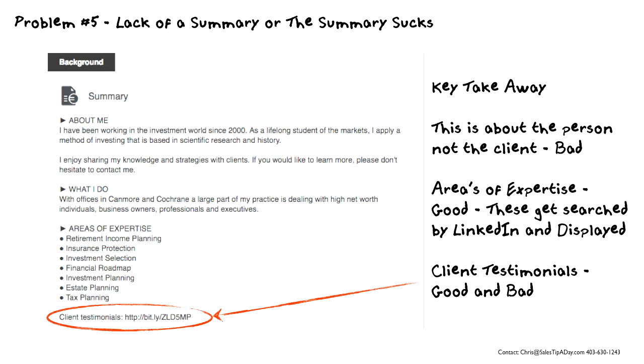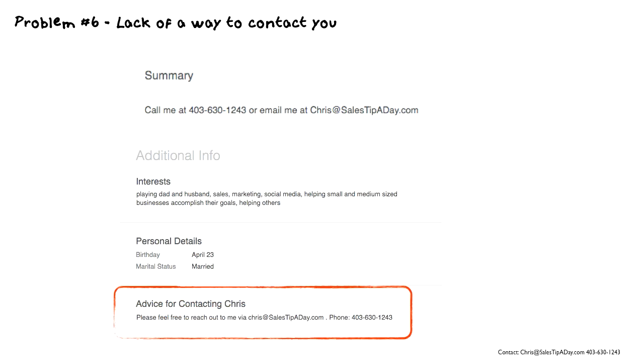Problem number 6 that I've seen, so this is out of 11 problems, is a lack of a way to contact you. What happens is you draw people into your profile, but then you give them no way to reach out to you. If someone's not a first level connection, but second level and beyond, and they come to your profile, the chances of them reaching out to you are going to be slim unless you give them some way to do so.